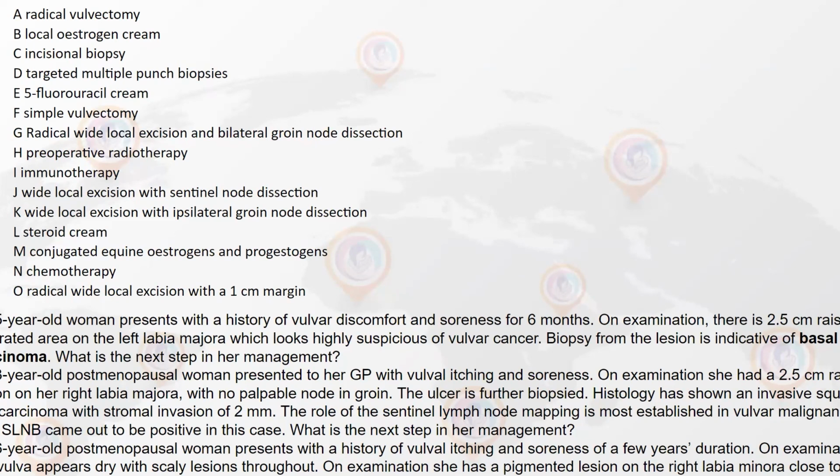Now, number 3 question is, a 56-year-old postmenopausal presents to you with a history of vulval itching and soreness. On examination, vulva appears dry and scaly lesions throughout. On examination, she has a pigmented lesion on the right labia minora close to the fourchette. She has been receiving some treatment but with no benefit. So what should be her management?